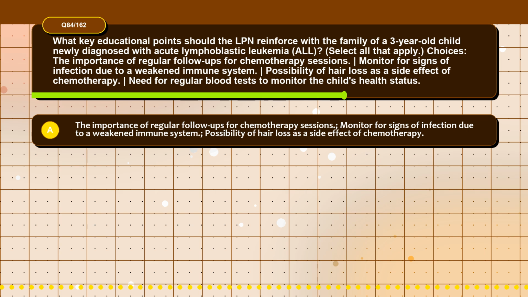Here are the options. Option A. The importance of regular follow-ups for chemotherapy sessions. Monitor for signs of infection due to a weakened immune system. Possibility of hair loss as a side effect of chemotherapy.